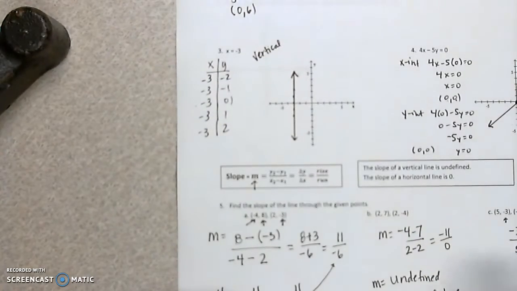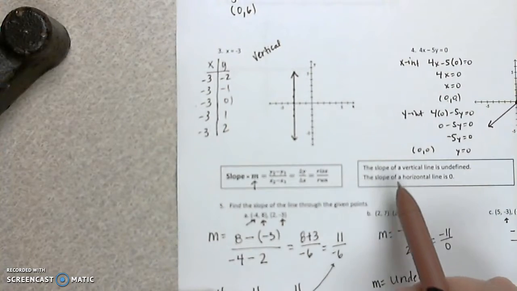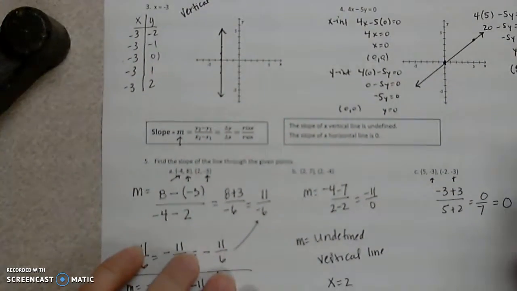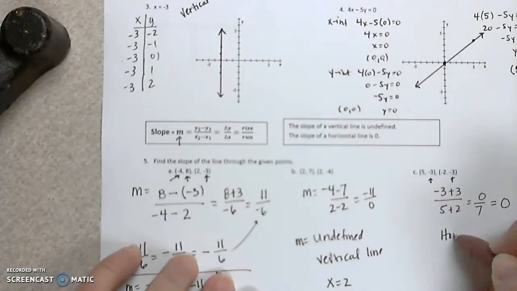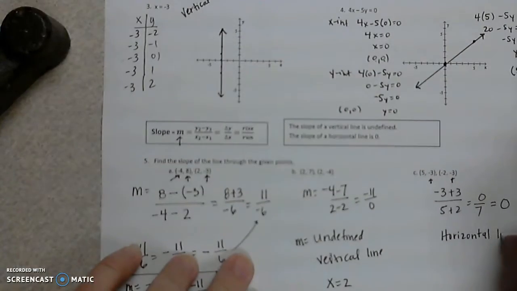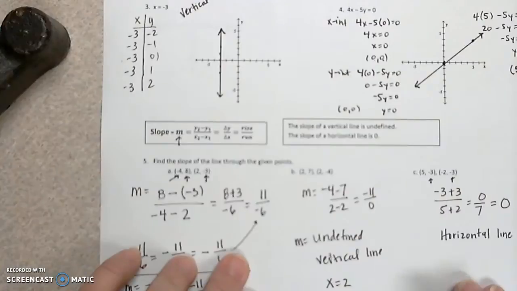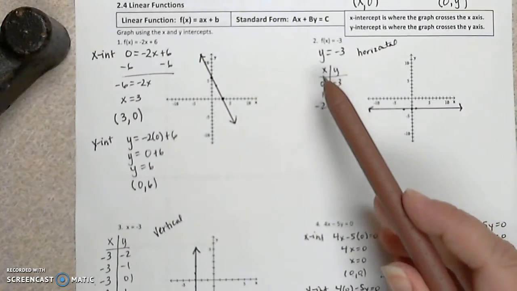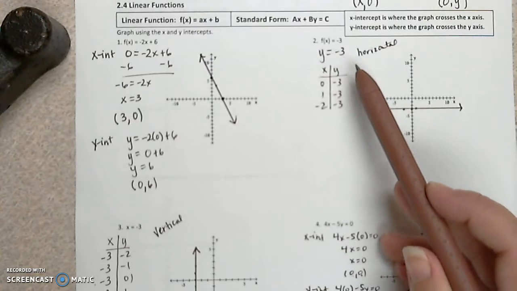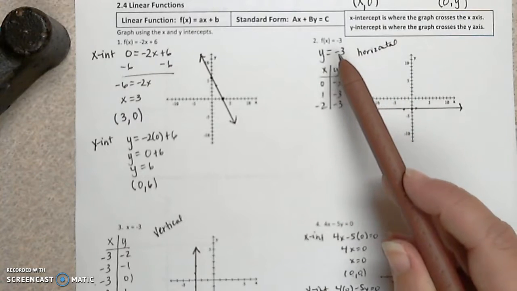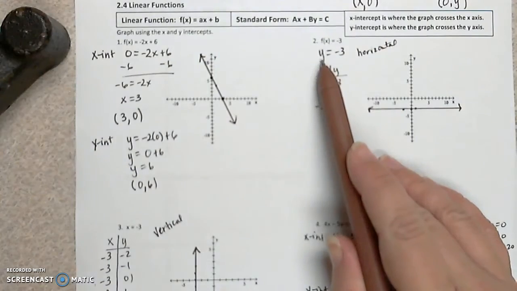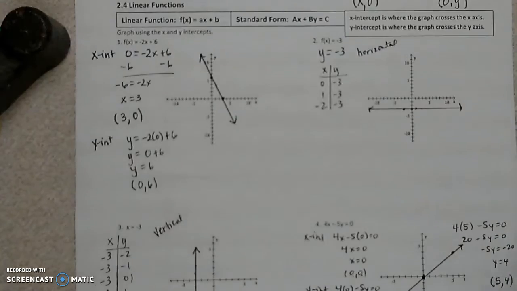Alright, and so according to this piece of information here, the slope of a horizontal line is 0. So since this slope is 0, I can conclude that this is a horizontal line. These are some points from a horizontal line. Alright, and we also discussed up here on number 2 that when I have y equals a constant, it's a horizontal line, and all the y values are the same. And so the equation would just be y equals whatever the y values are.